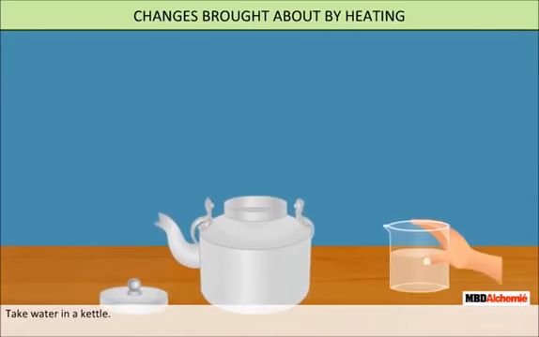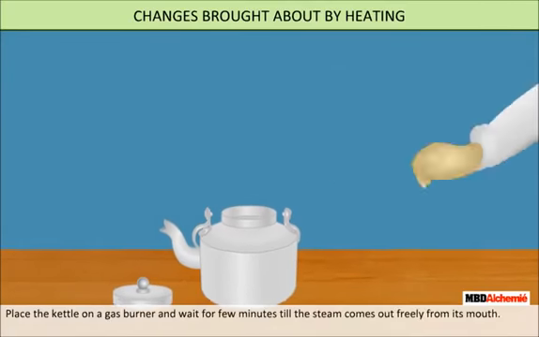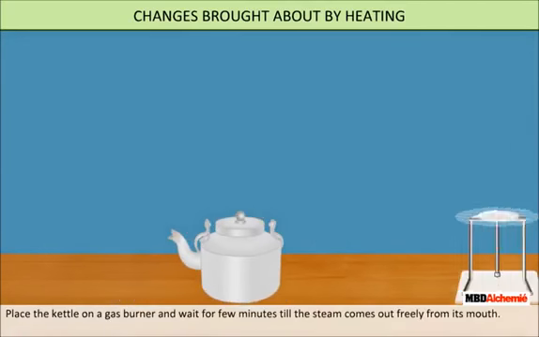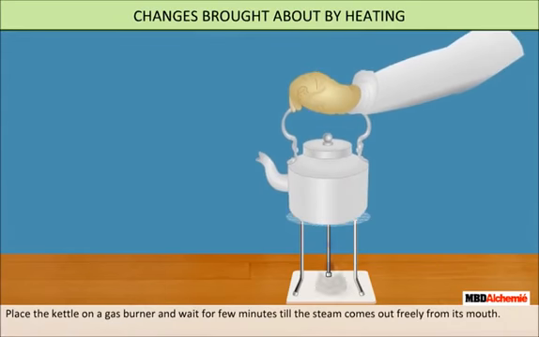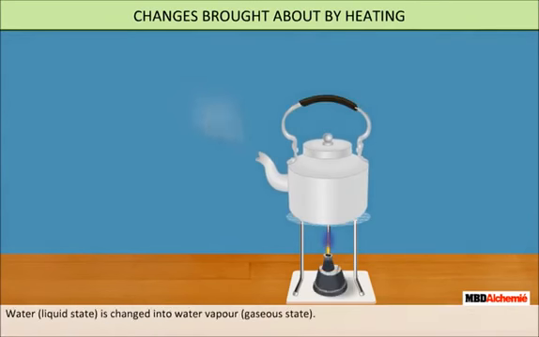Take water in a kettle and place the kettle on the burner and wait for a few minutes till the steam comes out freely from its mouth. Water, liquid state, changes into water vapor, gaseous state.